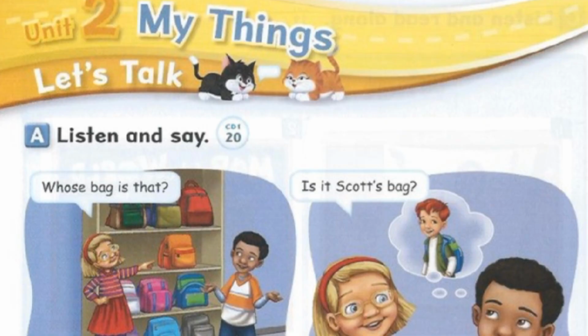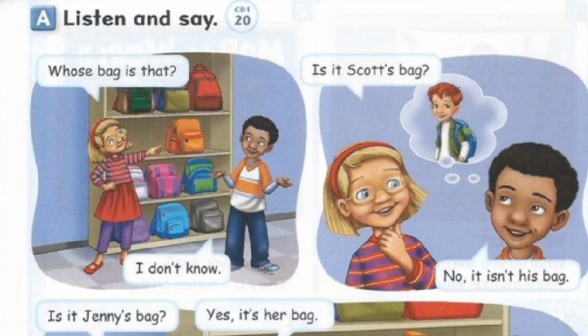Unit 2. My things. Let's talk. Listen and say. Whose bag is that? I don't know. Is it Scott's bag? No, it's not his bag. Is it Jenny's bag? Yes, it is her bag.